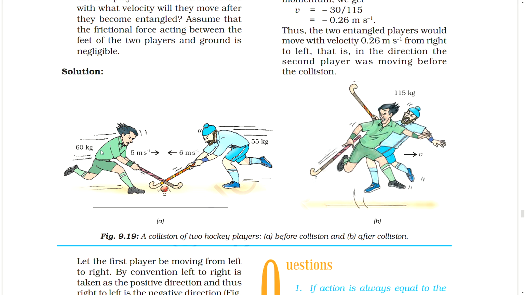Solution: 60 kg, 5 meters per second; 55 kg, 6 meters per second. A. B. 115 kg. Figure: a collision of two hockey players, A before collision and B after collision.